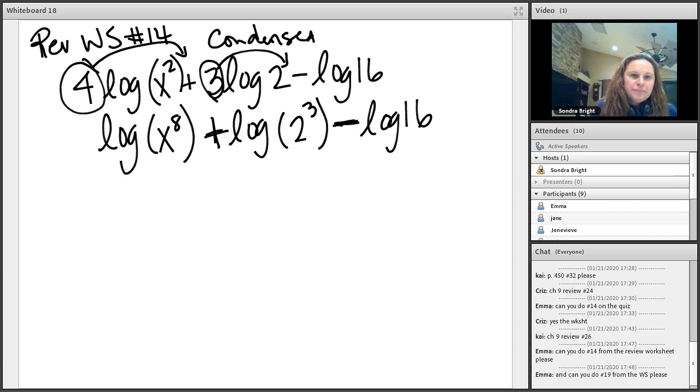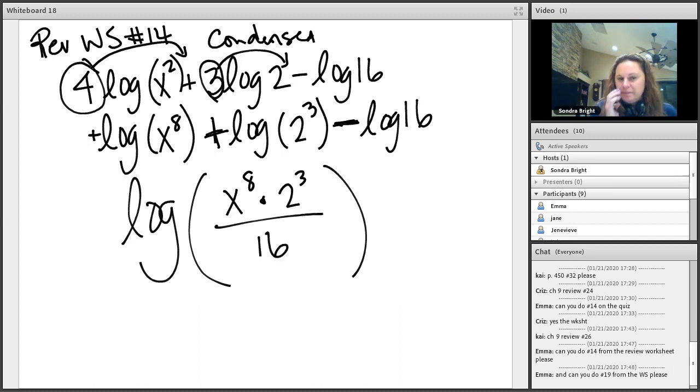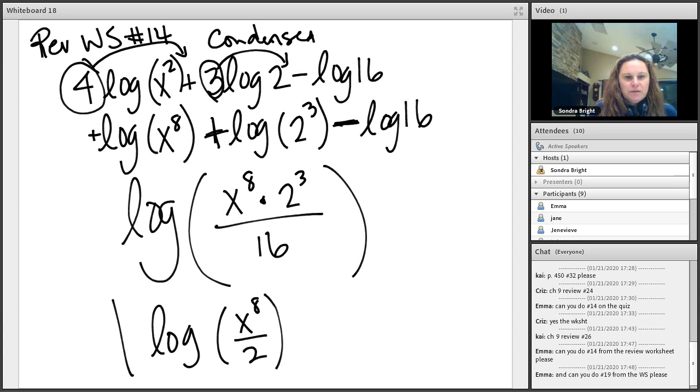If there's a minus in front of it, it's a divide. It goes down below. So this guy's positive, so that means you're going to write the word log once, and x to the 8th goes up top. 2 cubed goes up top. 16 goes in the bottom. Well, 2 cubed is 8, and 8 over 16 is 1 half. So log of x to the 8th over 2 is your answer.